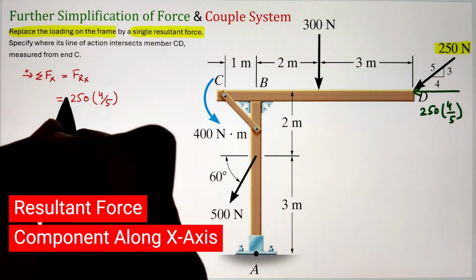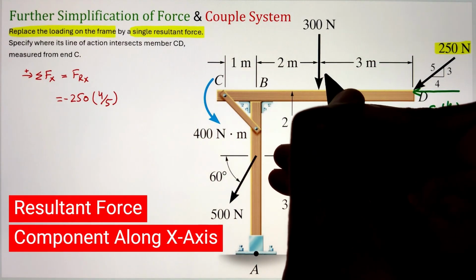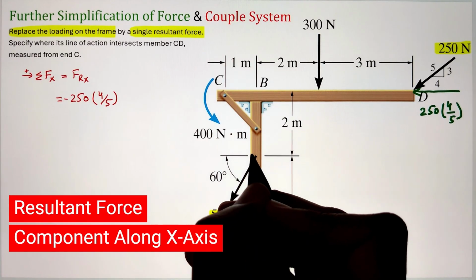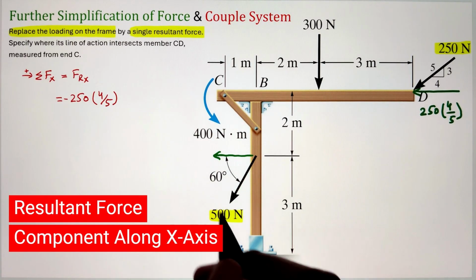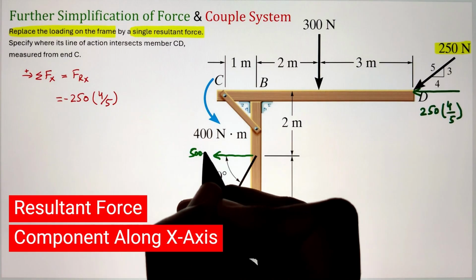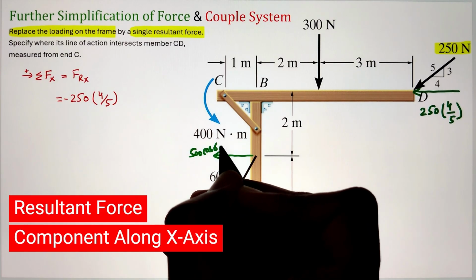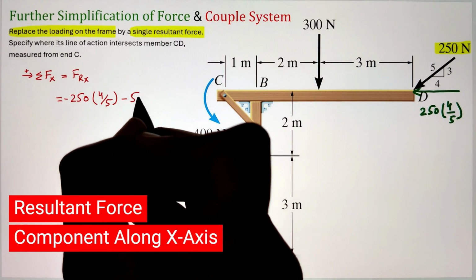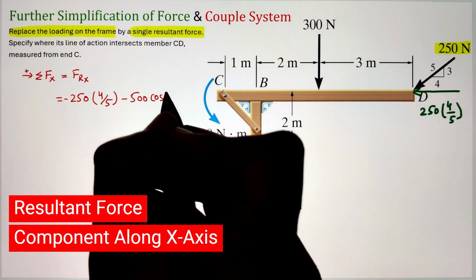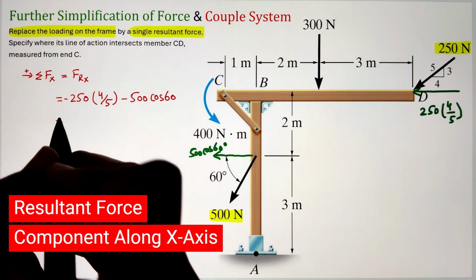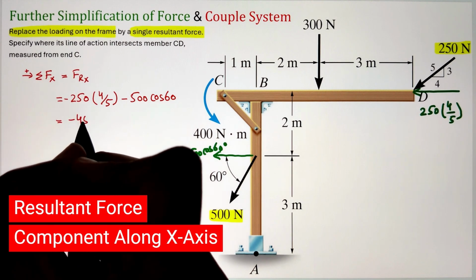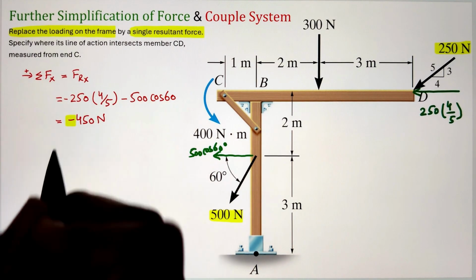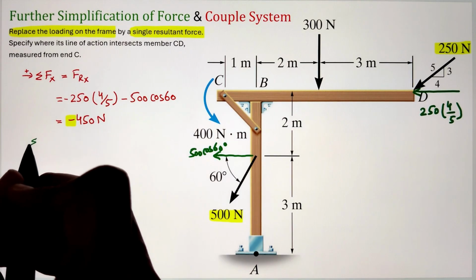Now, since it is going towards the left, that's why it's taken as negative. Whereas our 300 Newton force is acting vertically downward, it doesn't have the x component. Finally, our 500 Newton force is making an angle of 60 degrees with respect to the x-axis. So taking the cos 60 function will give us the x component. Again, this component is going towards the left, that's why taken as negative. Combining them together, we get our resultant force component along the x direction as negative 450 Newton.